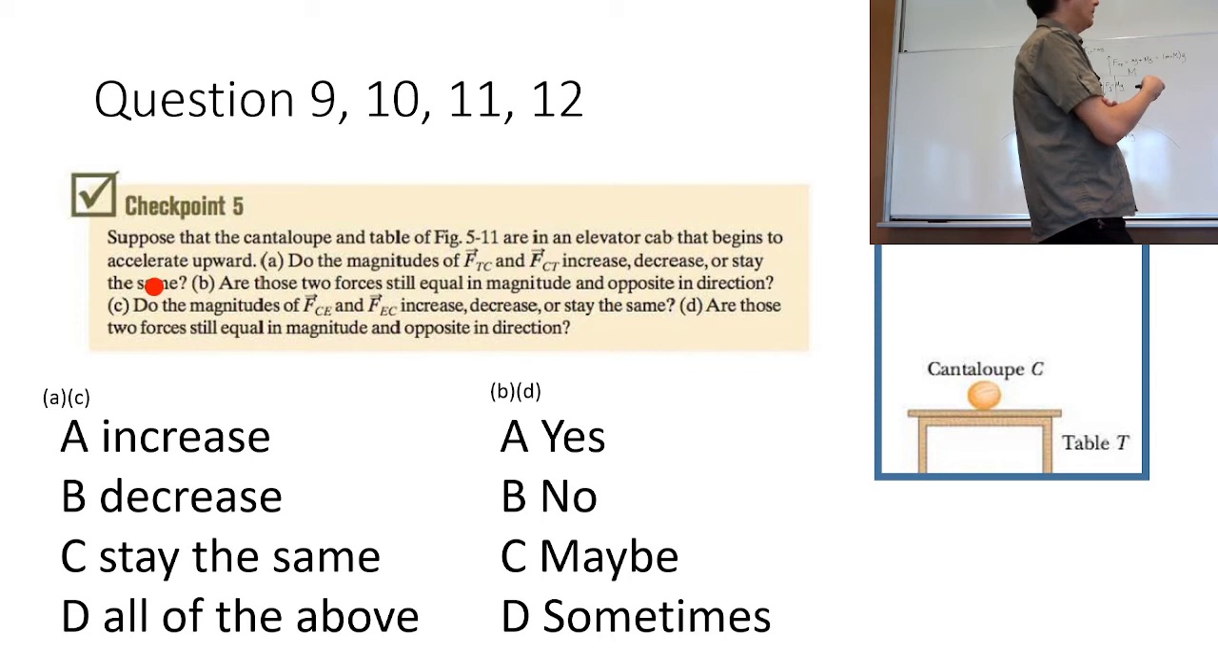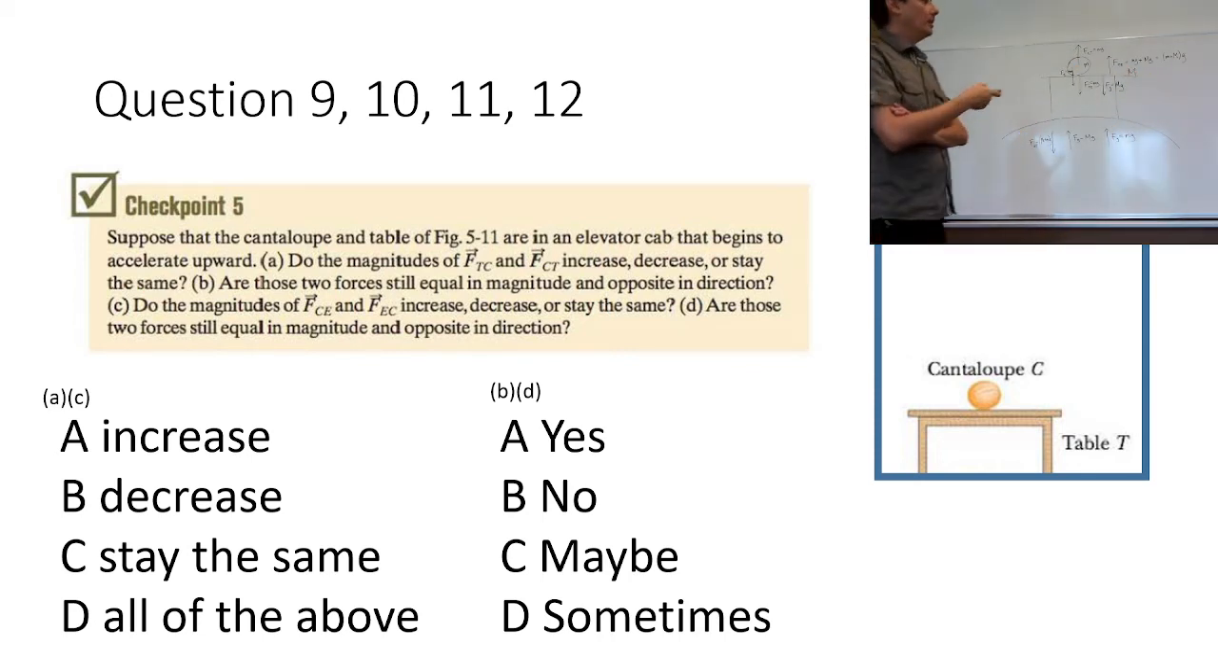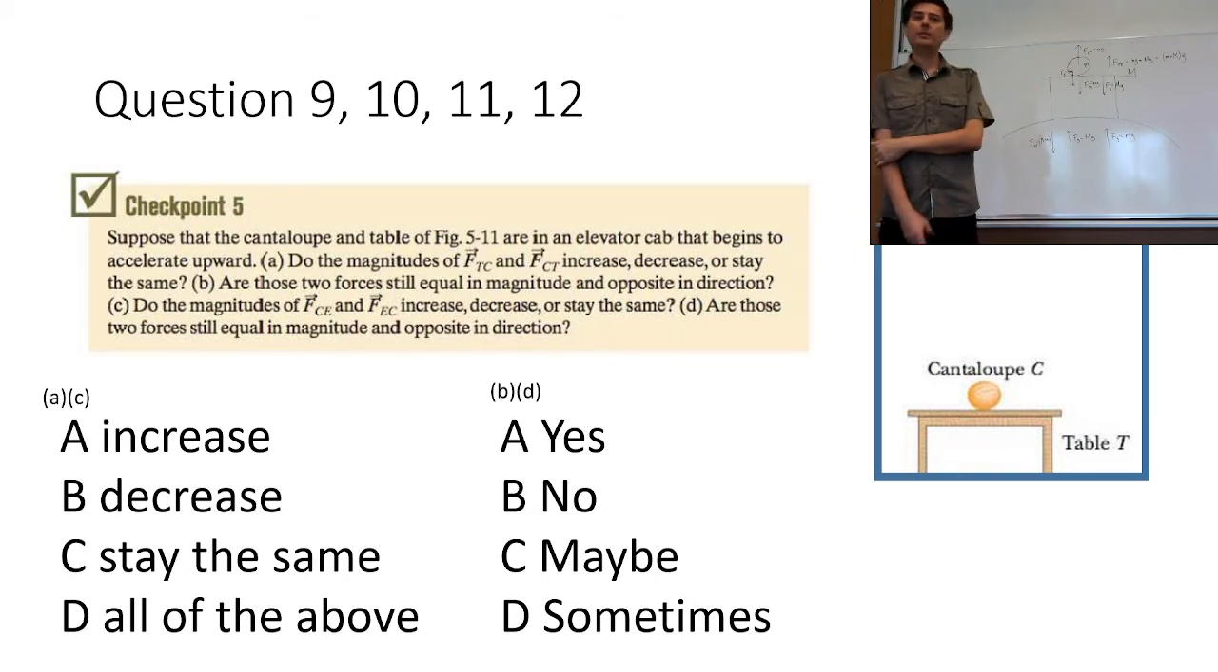This is almost like what I was just saying, actually. So if now we're accelerating upwards, what's the size of FCT or FTC going to be?